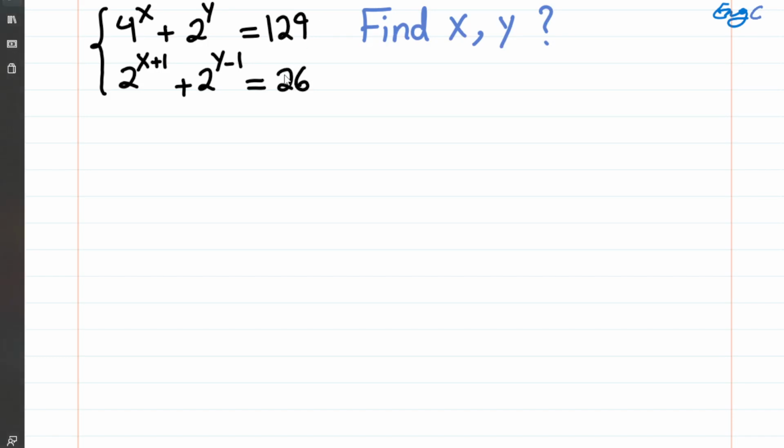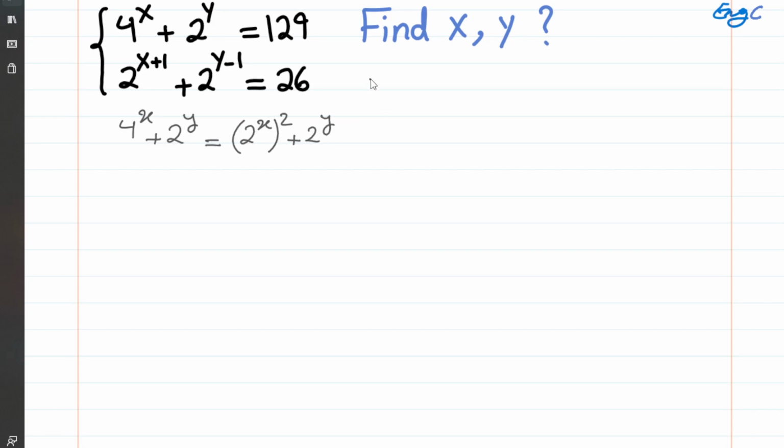This video shows a quick way to find variables x and y in this two equations, two unknowns scenario. The trick is using the change of variable properly. So 4 to the x plus 2 to the y: 4 to the x is 2 to the x to the power 2. So 2 to the x to the power 2. And then we have 2 to the y there.